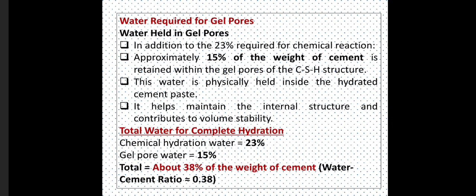Therefore, the total theoretical water required for complete hydration is the sum of the two quantities. That is 23% for chemical hydration plus 15% for gel pores, making a total of 38% of the weight of the cement. This corresponds to a water cement ratio of 0.38.